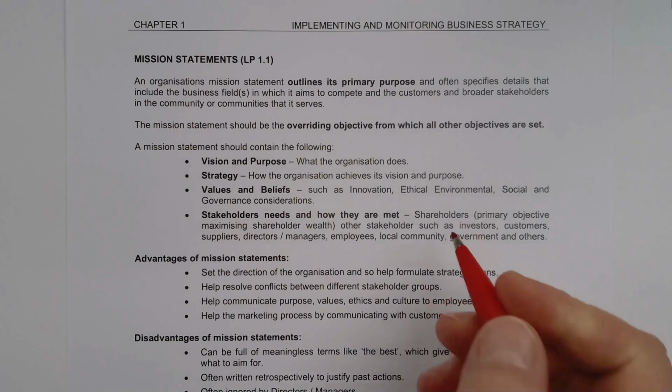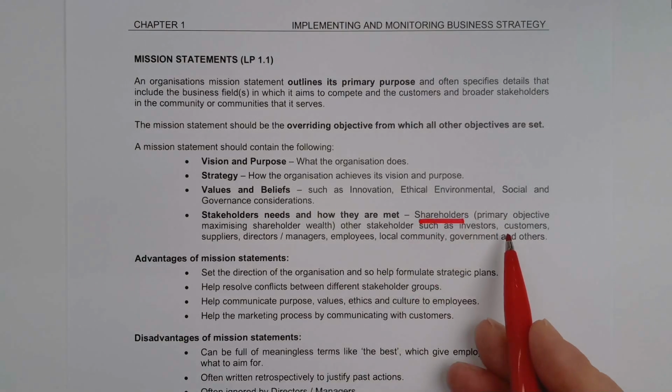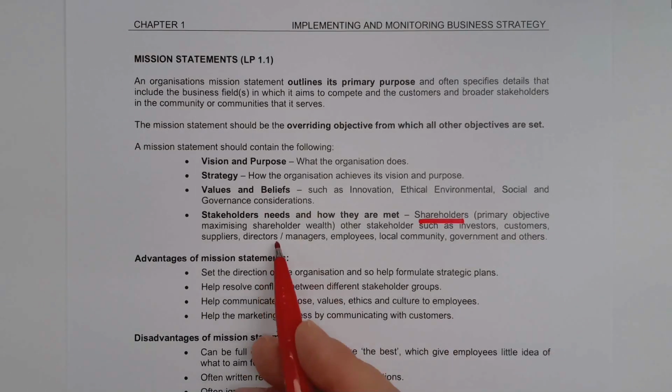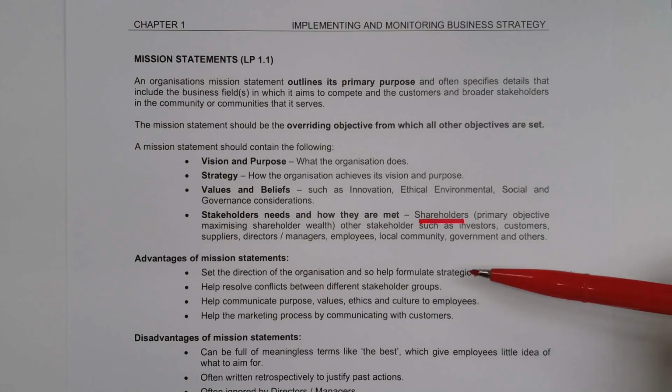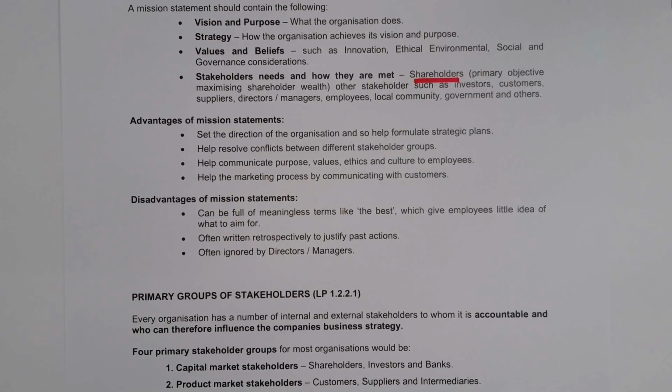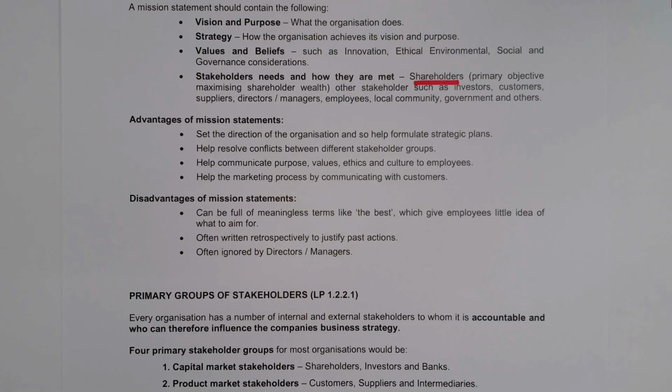Shareholders, we should always be aware, are the most important. They are the owners of the business, and the primary objective is always maximizing their wealth. There's many other stakeholders, investors, customers, suppliers. And putting together here a mission statement, it gives lots of advantages, sets a direction, helps us formulate strategic plans, helps resolve conflicts between different stakeholder groups, helps us communicate the purpose, the values, and it can also help marketing as well. It's got some disadvantages, so again, it's not all good news whenever we're talking about these strategic areas.